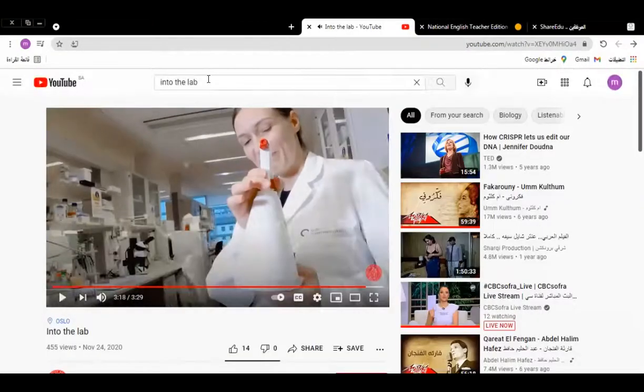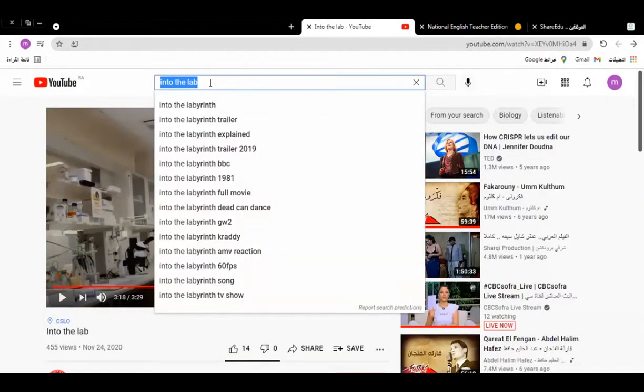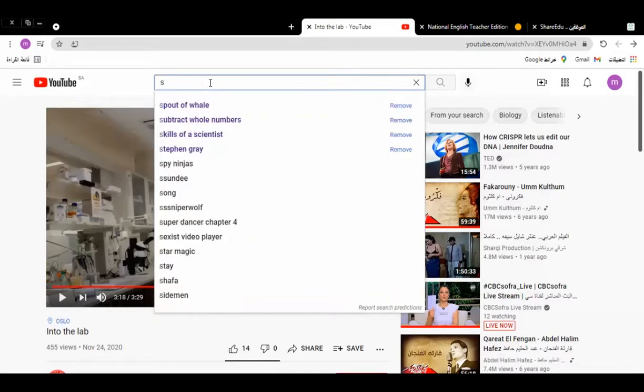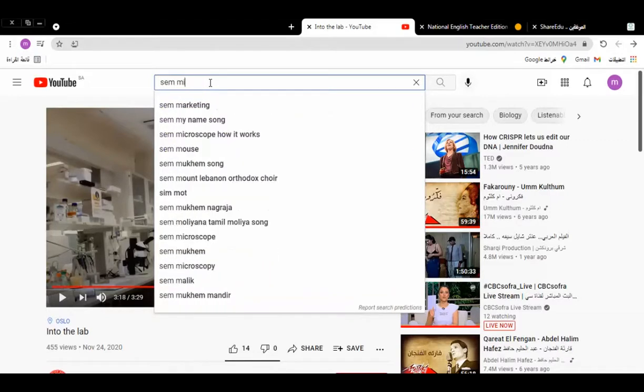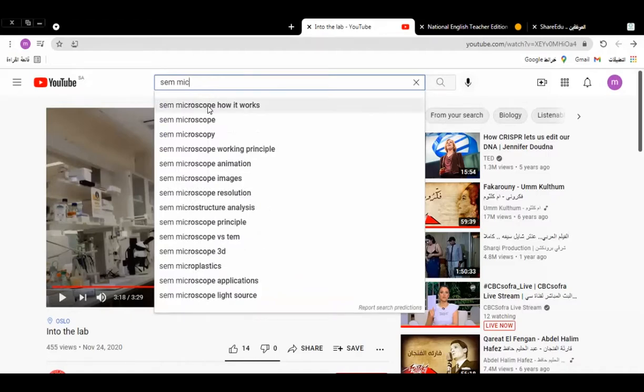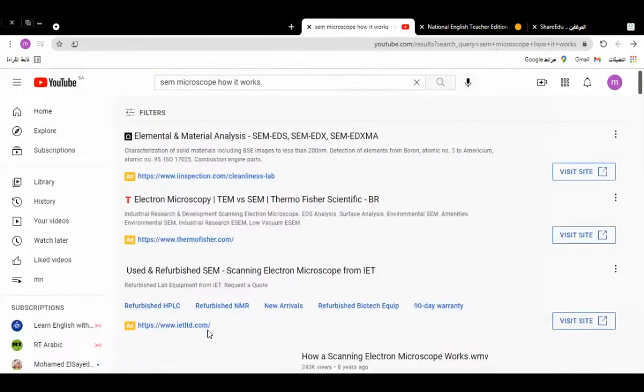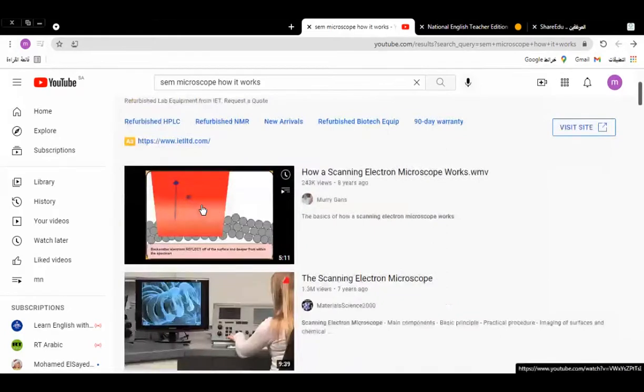Now we are going to see what is an SEM microscope. Let's see it, and how it works. Attention, please.